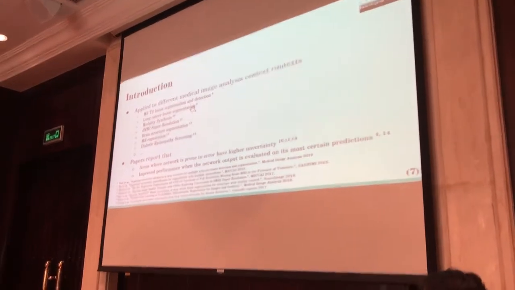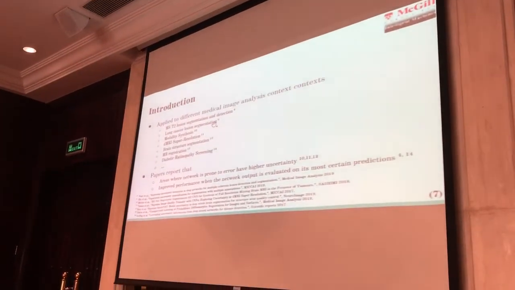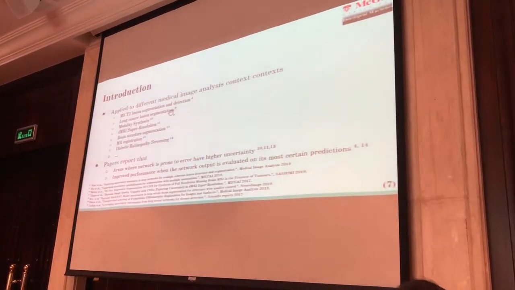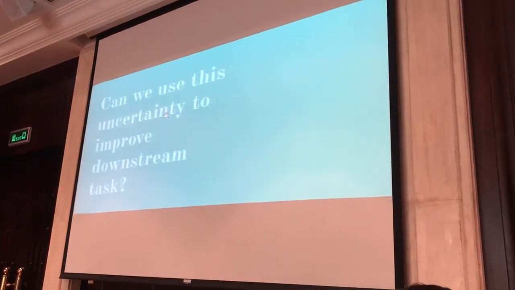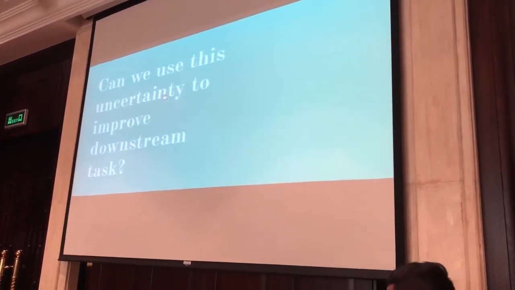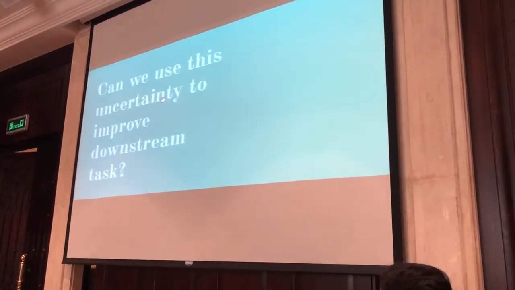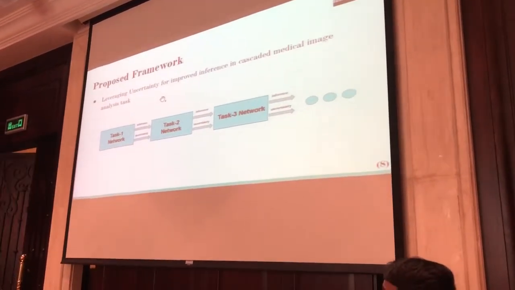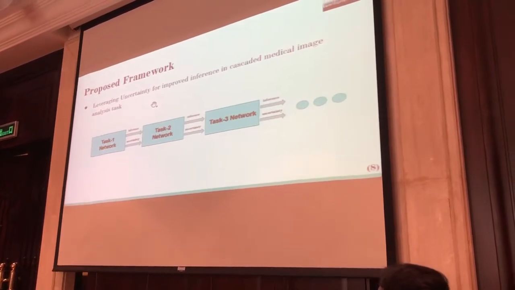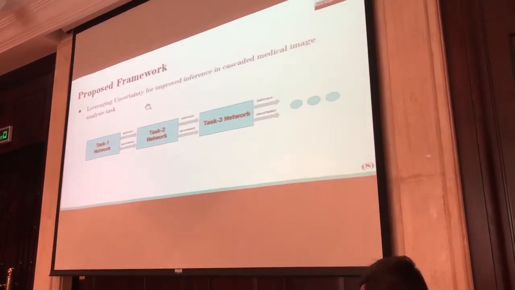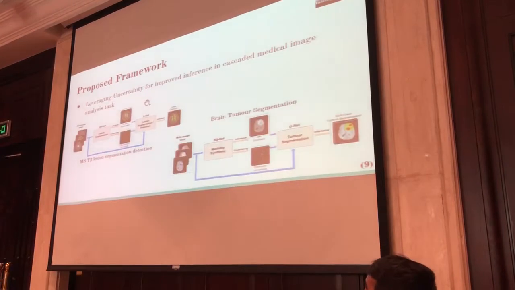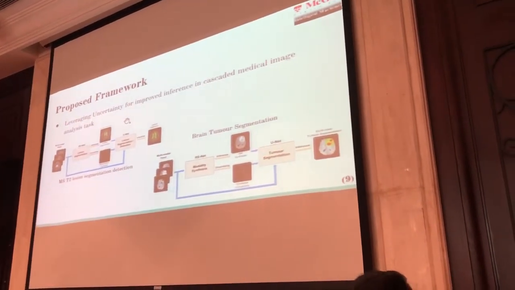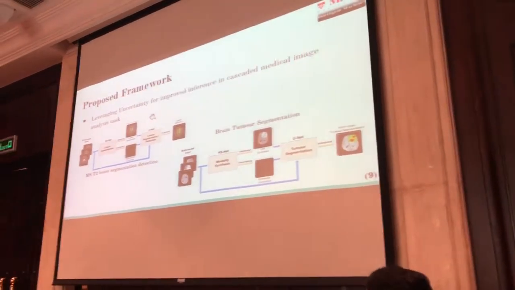So this is all good and says that we can use uncertainty estimation to get better performance, or it can be used for clinician use. But can we indeed use it to improve the downstream task in different cascading medical inference tasks? That is what we are trying to do in this paper. We propose a framework where we get uncertainty and inference from one task and propagate it to the other task, and try to see if the network performance improves or not. We evaluated this on two different tasks, lesion segmentation and brain tumor segmentation. I'll go into more detail of each of them now.